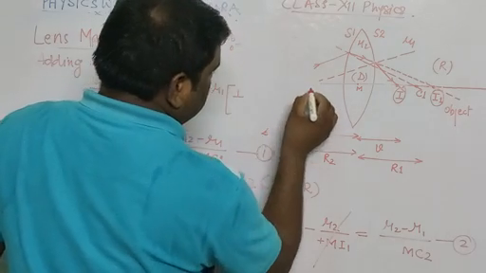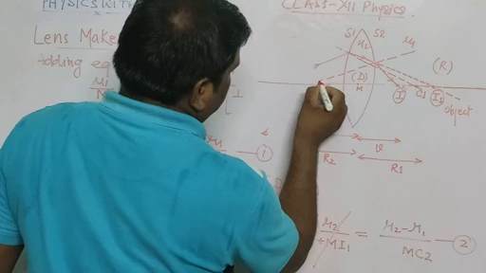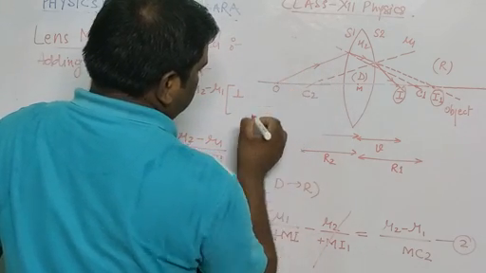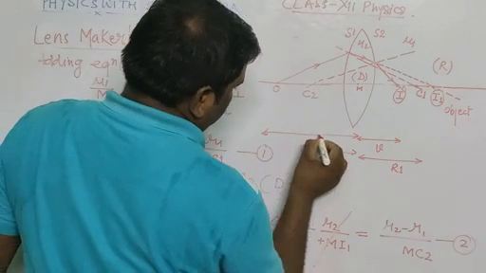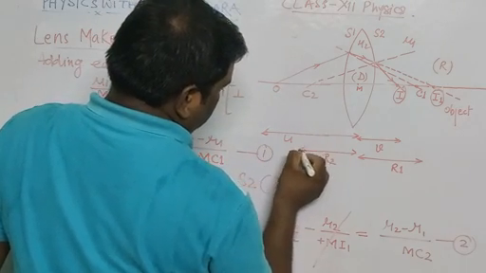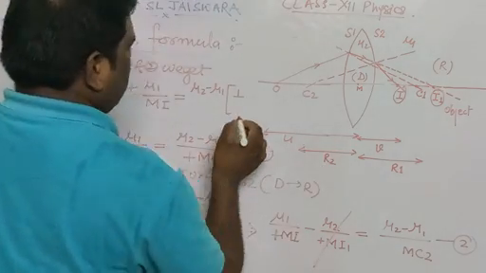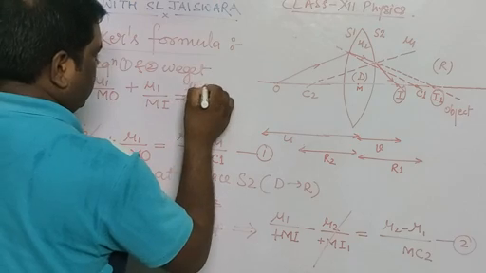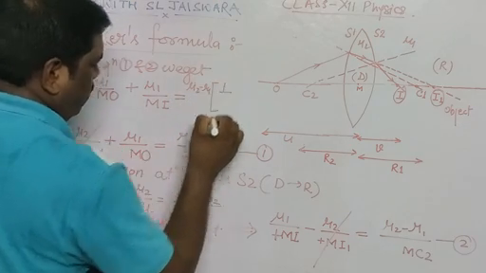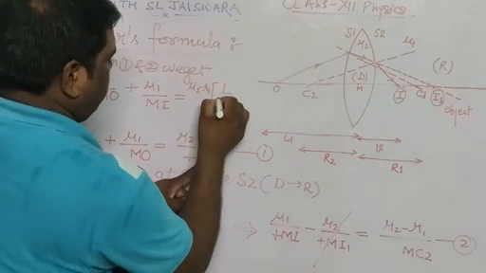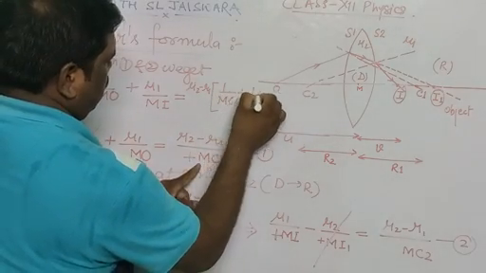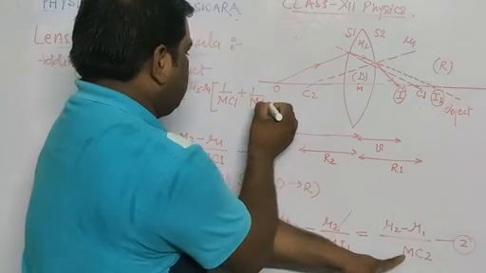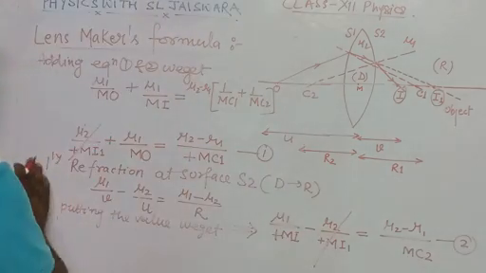Let me correct it. This is C2, this is O, so this will be u, this will be R. So mu2 minus mu1 in bracket, 1 upon mc1 plus 1 upon mc2.